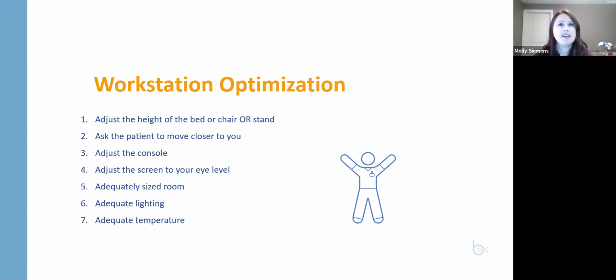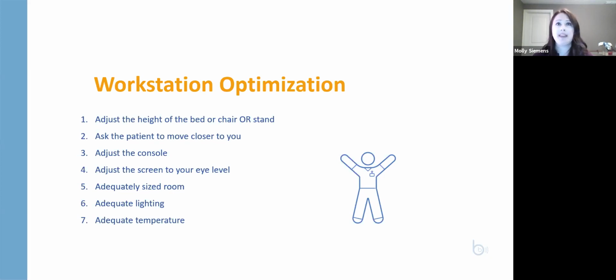Adequate temperature is probably something that sounds a little silly, but if you're too hot while scanning, it can make you uncomfortable, and then we start fidgeting and moving, which can lead to those awkward positions and twisting. In addition to these steps, some things to try is trying to vary exam types, if possible, especially when working in larger facilities and not by ourselves.